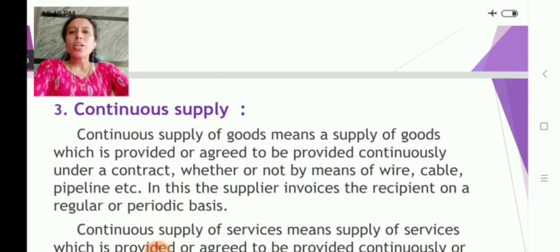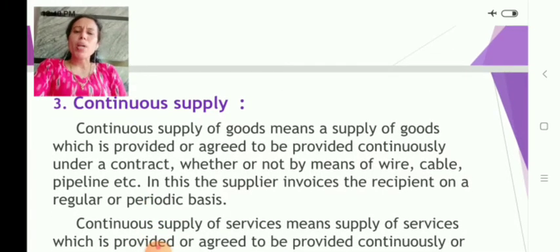And the third one, based on the combination, is continuous supply. In case of continuous supply, there will be some continuous supply of goods as well as separately services. But to understand this, we can have a separate classification over here: continuous supply of goods and continuous supply of services. In case of continuous supply of goods, the goods are supplied either by pipeline connection or by cable or wire, like that.